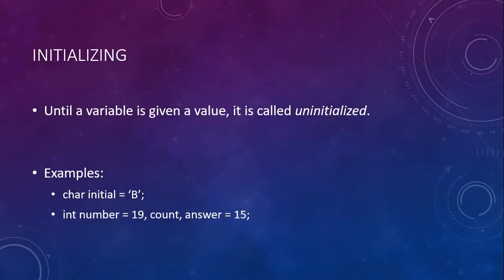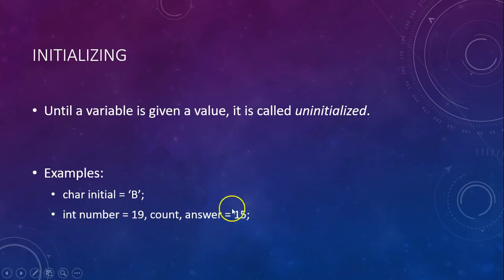And that ties right into initializing. Until a variable is given a value, it is called uninitialized. Some quick examples: char initial equals b, int number equals 19, int count, and int answer equals 50. You will notice with this last example that count is a little different than number and answer in that it does not have a value. And that is fine. You don't have to, right at the start, necessarily give your variables a value. A lot of times it's good practice to give them even a value of 0 or something, just so they can start with something. But you technically don't have to give them a value until you need them.